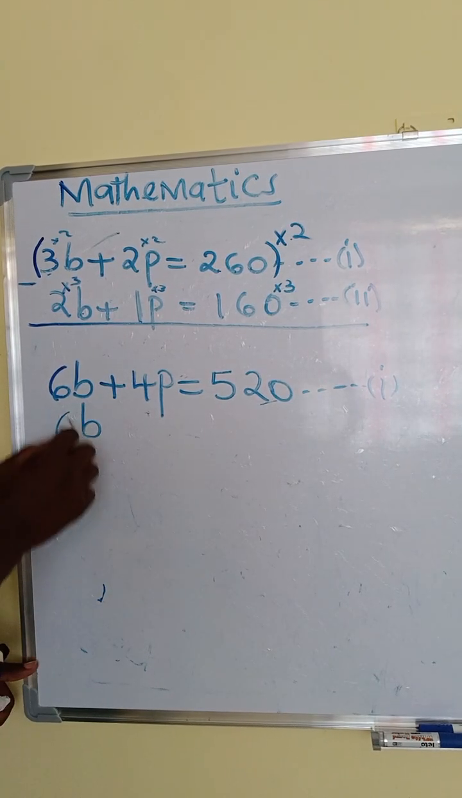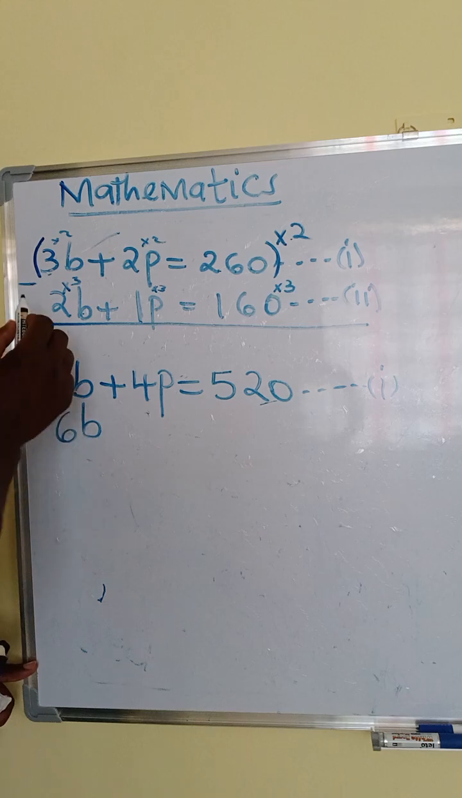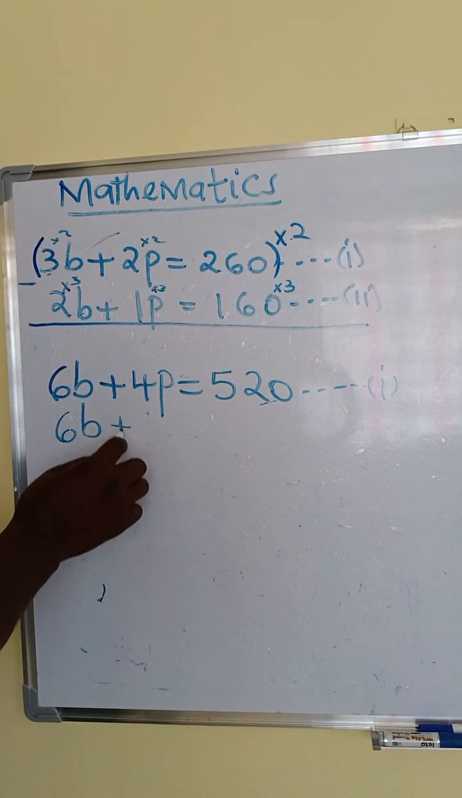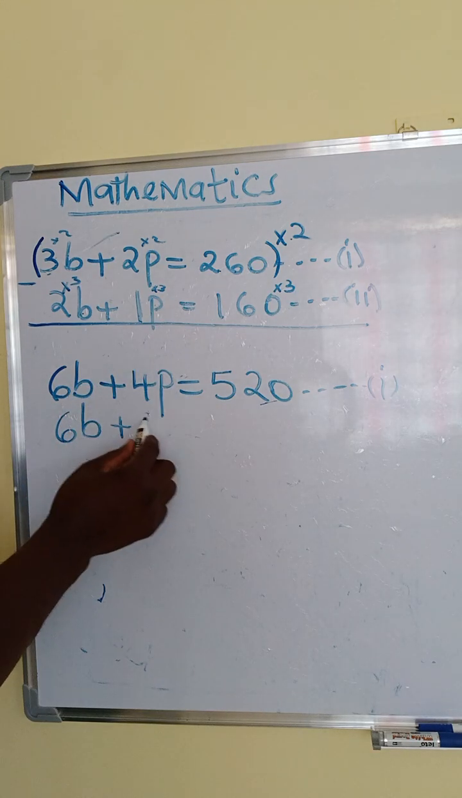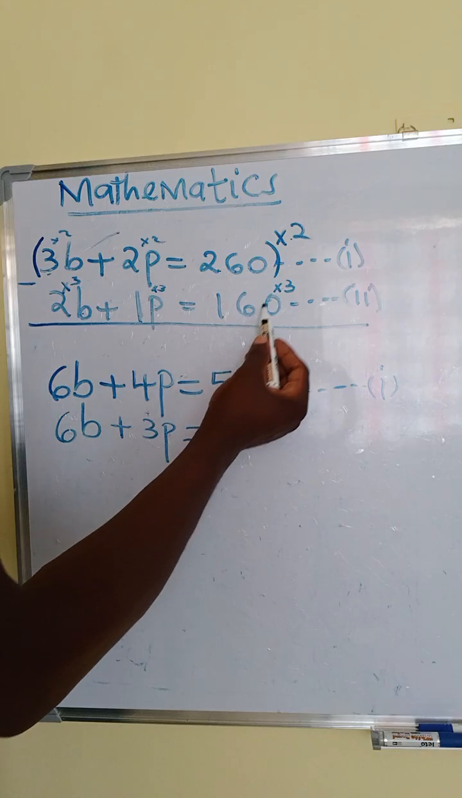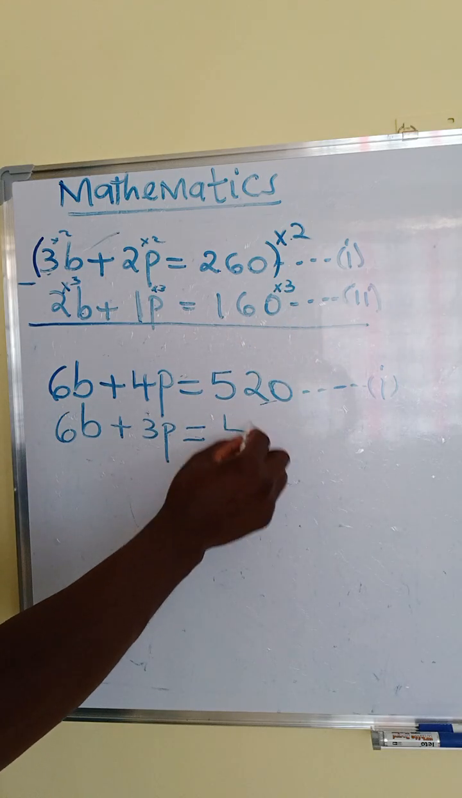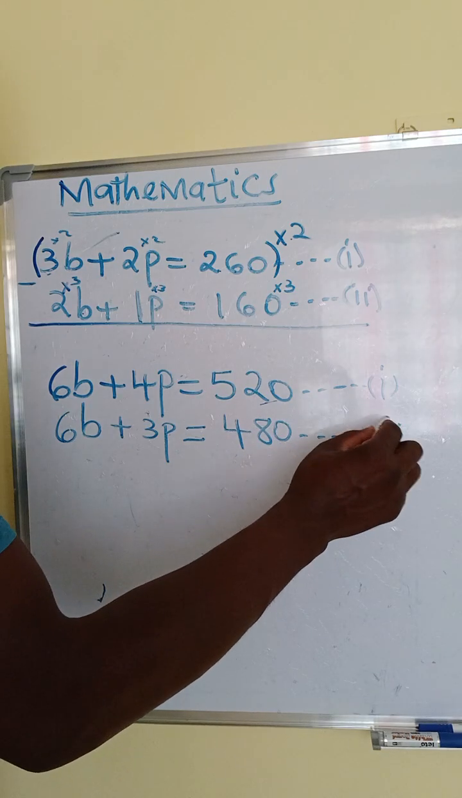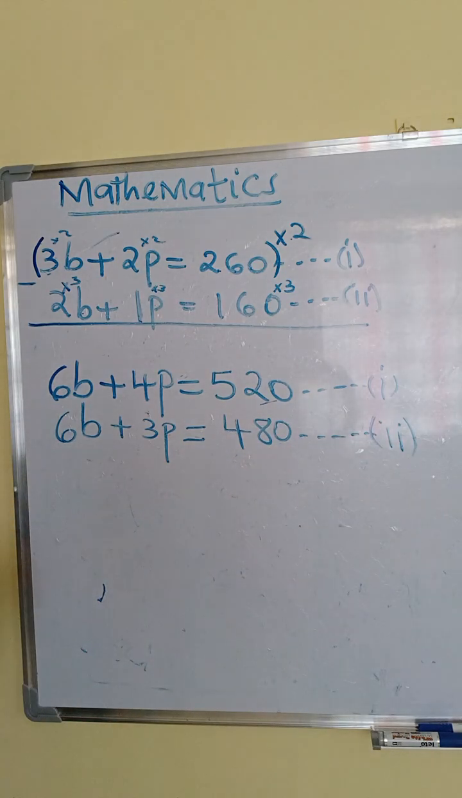You can see now I have both values reading 6. Then I retain my operation, positive operation. 1 by 3 is 3p equals to 160 by 3 and have 480. Now I have my new equation 2. And now the work is almost finished. The work is almost over.